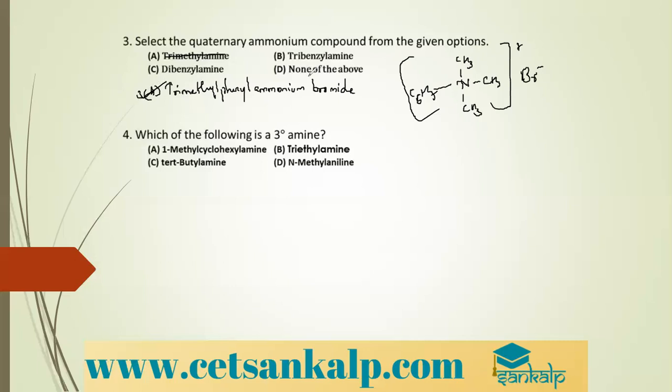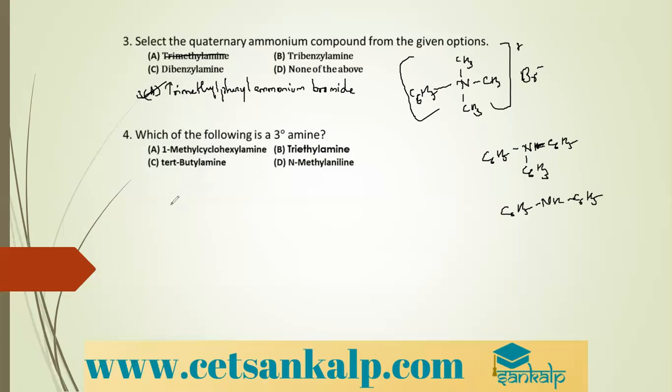Tribenzylamine, no, that also doesn't fit. Dibenzylamine, no. Those are benzyl compounds. Tribenzyl is something like this: C6H5, N, C6H5, and here C6H5. So it is tertiary, right? Dibenzylamine, C6H5, NH, C6H5, is secondary, right? So which is the correct option? Trimethyl phenyl ammonium bromide. Next question: which of the following is a tertiary amine?